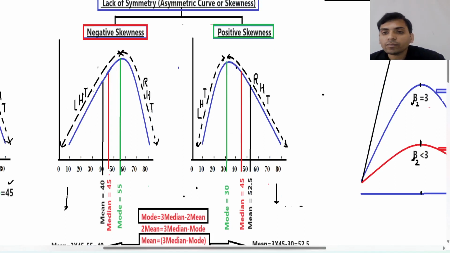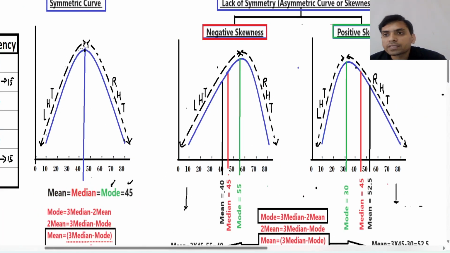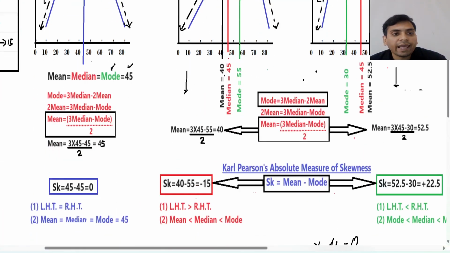Now the next thing. For a symmetric curve, if we find Sk, mean minus mode, you will see mean equals mode, that's why you will see this as 0. So in this case there is no skewness, that's why this is considered a symmetric curve.